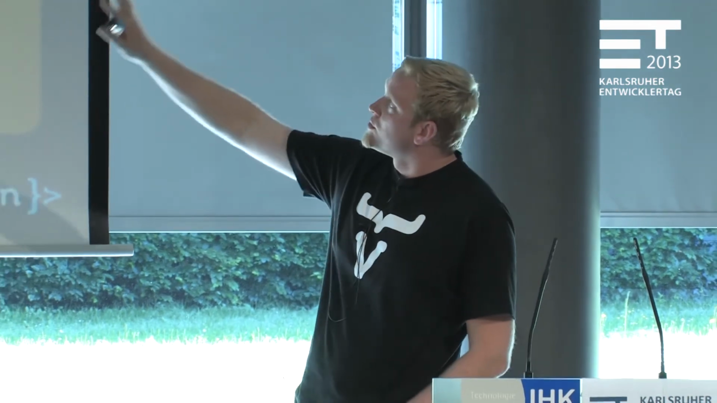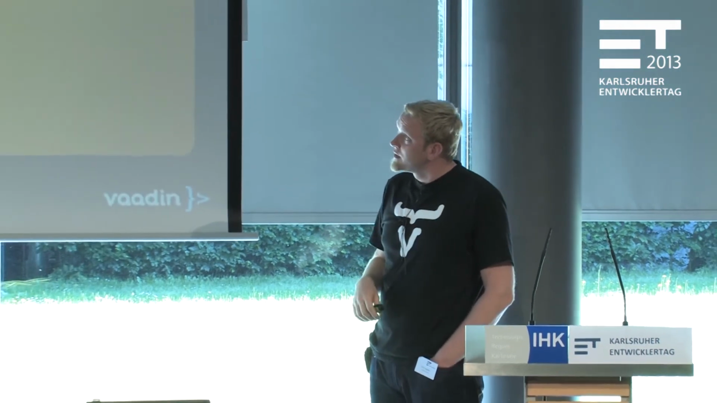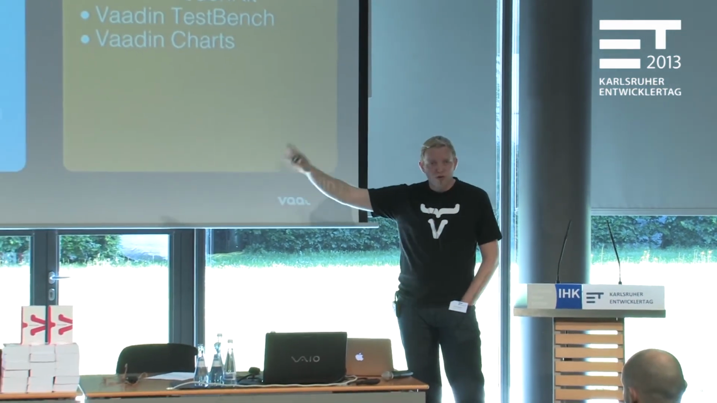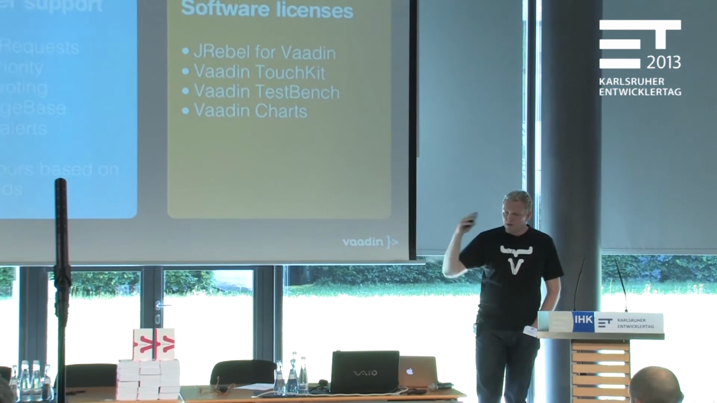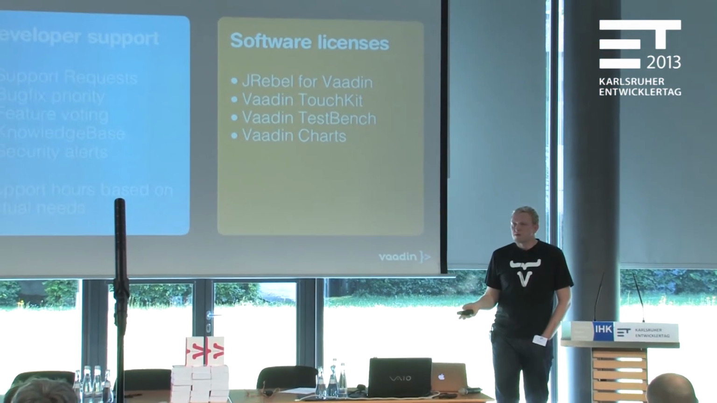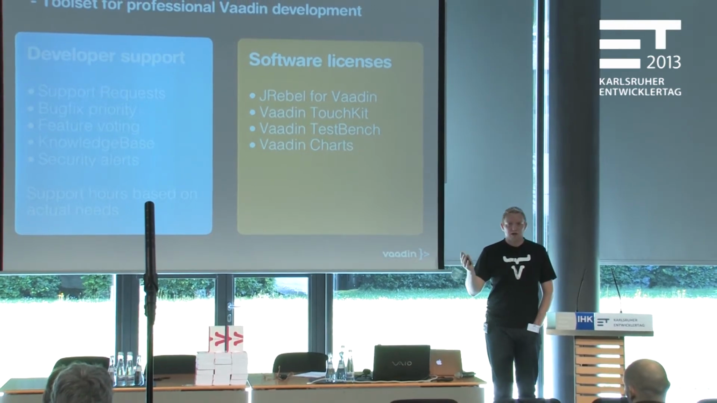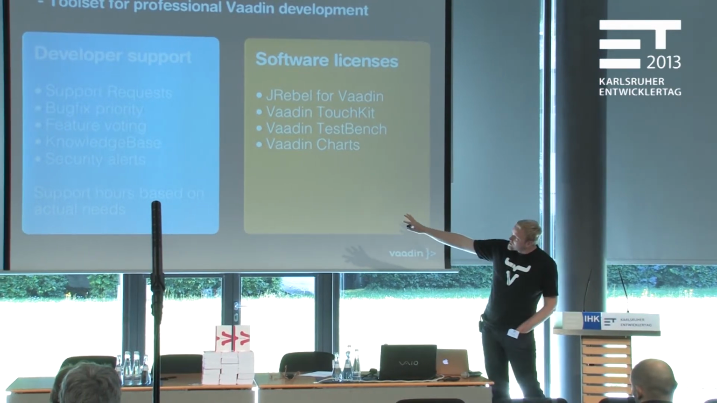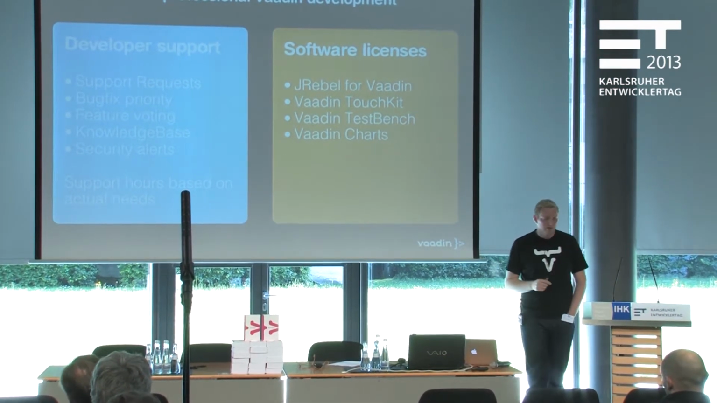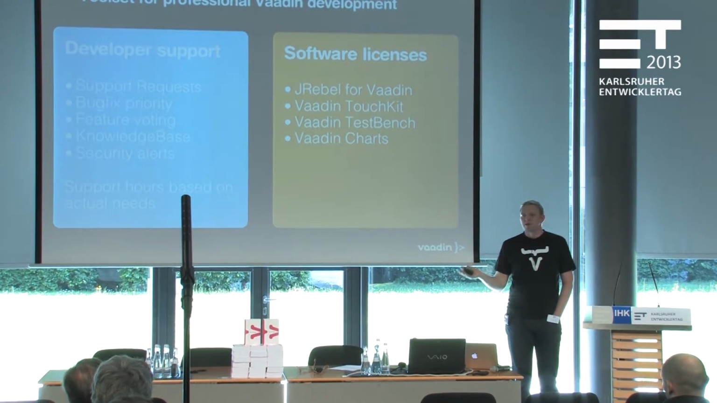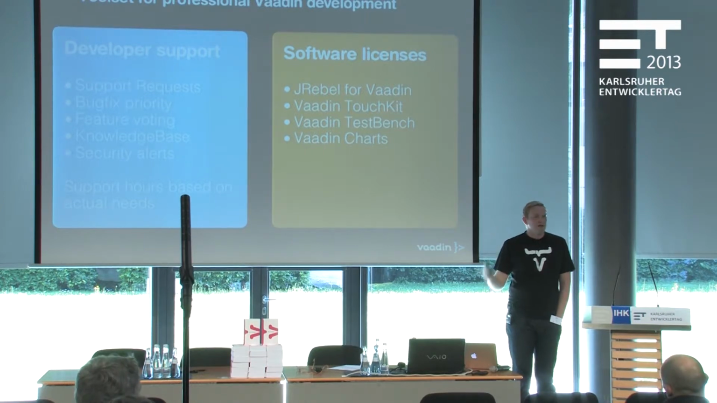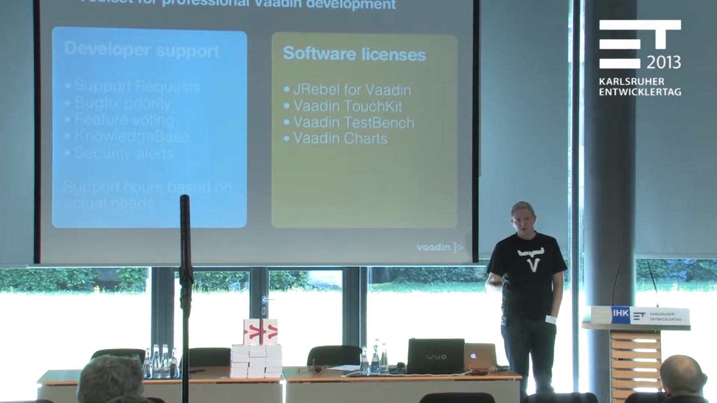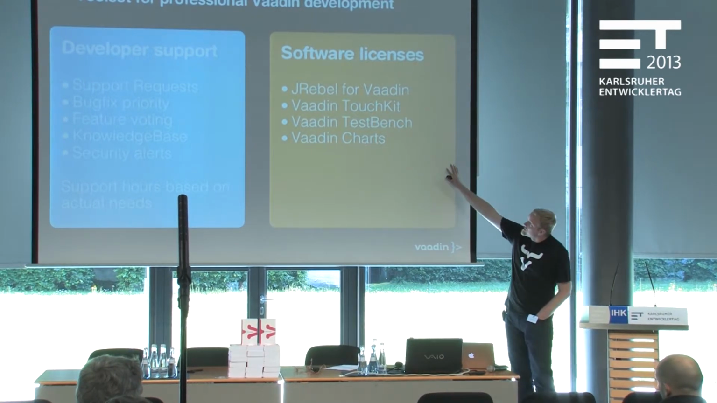One Pro account is for one developer. That's you. And it consists of developer support and a few software licenses. On the developer support side, you can do support requests, ask questions from Vaadin, report some bugs. If you find a bug in Vaadin, we'll fix that for you, and you don't get stalled down because of our mistake, so you can continue your work. And also security alerts. That's really important for rich web applications. If you have something in production and we find a security threat, we announce that and we give you a fix for that. Software licenses, there's JRebel.